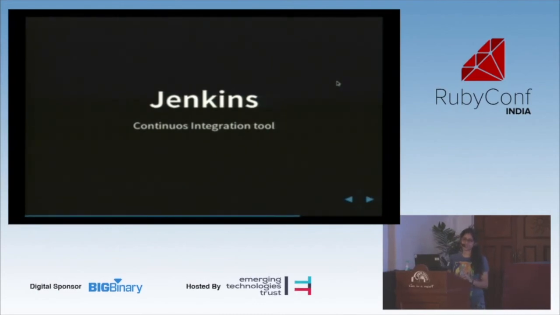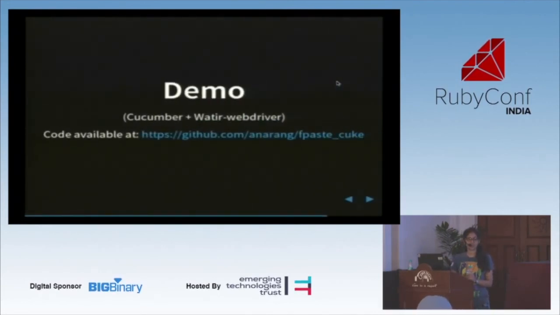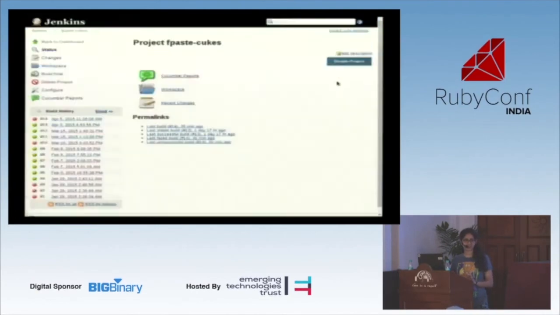Jenkins is a continuous integration tool. I don't need to define much into it. You can use it for integrating your tests and scheduling your builds as per your requirement. With Cucumber, there are a couple of good plugins available, which allow you to integrate reports, some fancy reports of Cucumber which can be displayed.